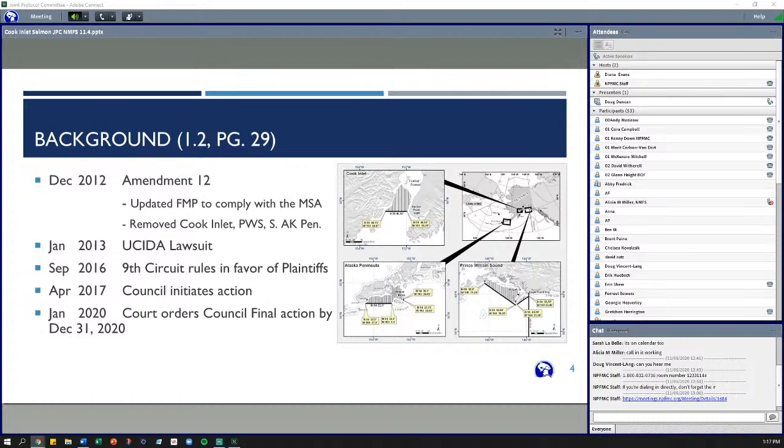This management approach was most recently clarified and codified under Amendment 12 to the Salmon FMP, which additionally had some updates to ensure compliance with the Magnuson-Stevens Act. And in addition to the Cook Inlet traditional net fishing area, there were two other portions of the EEZ that were also designated as traditional net fishing areas. And this was Prince William Sound and the South Alaska Peninsula.